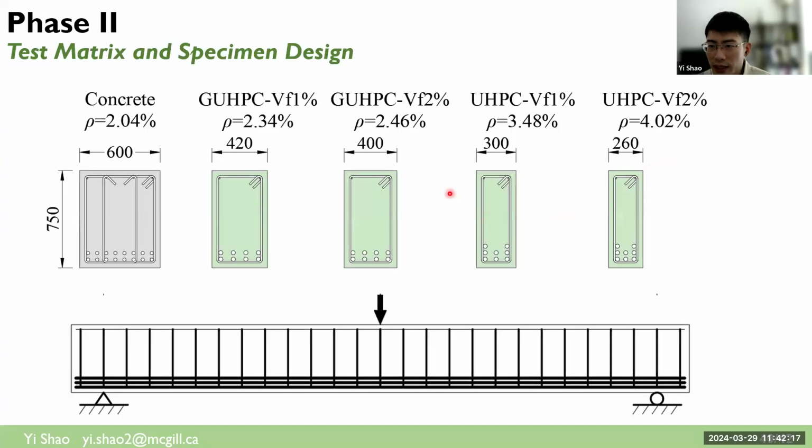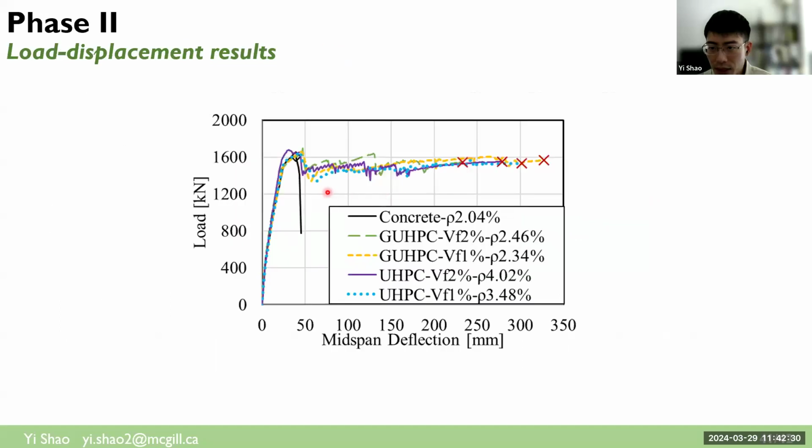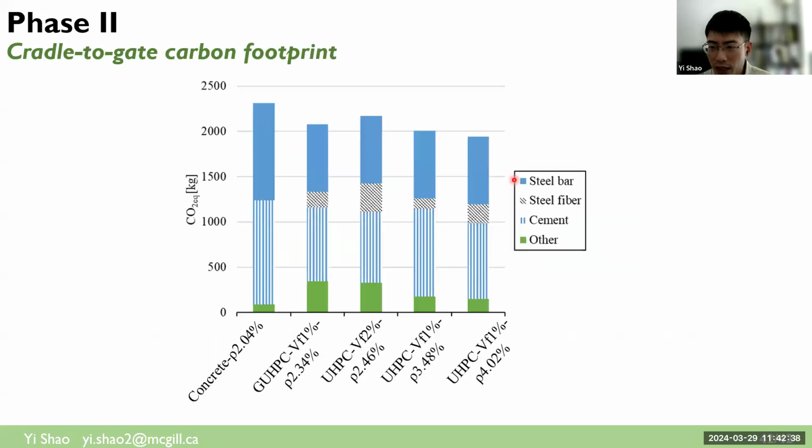Then we are designing, again, utilizing a high reinforcing ratio, the beams with similar stiffness and load capacity so we can more directly compare their carbon footprint. So again, we are showing that all the beams have similar stiffness, similar load capacity, but UHPC beams have higher deformation capacity.